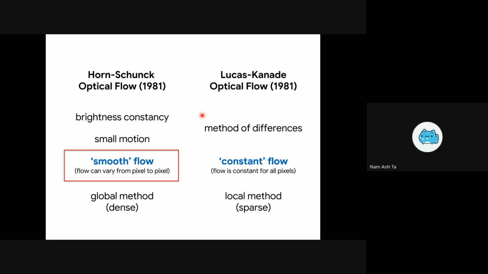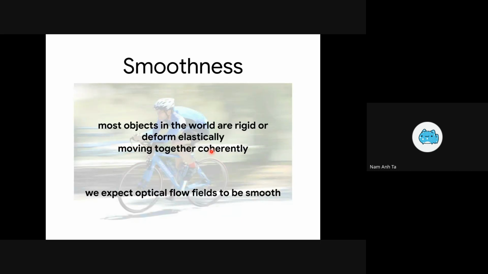To solve this density issue, we need a smoothness constraint. We will introduce this. Because objects in the real world are mostly rigid or deform elastically, they usually move coherently. Therefore, if an object is continuous, we expect its optical flow to be continuous as well. And this leads to a key assumption in optical flow estimation: the optical flow field should be smooth.